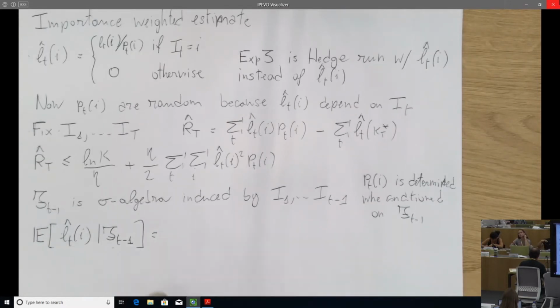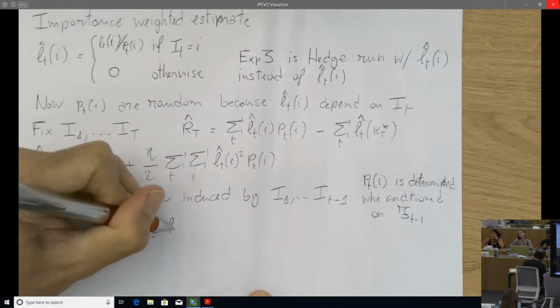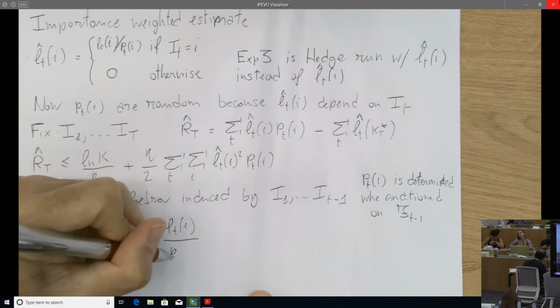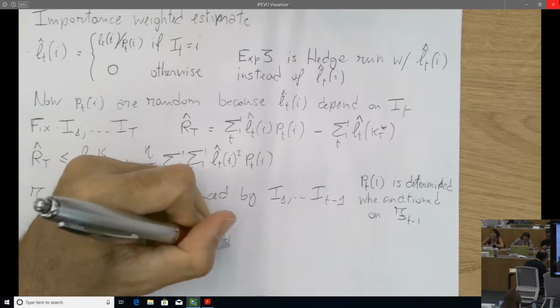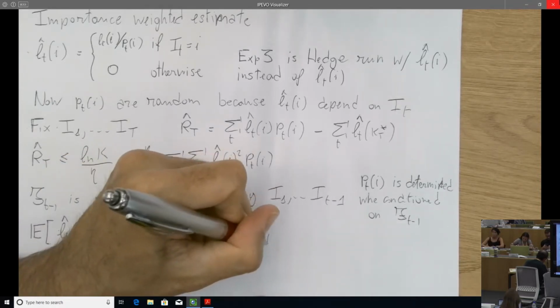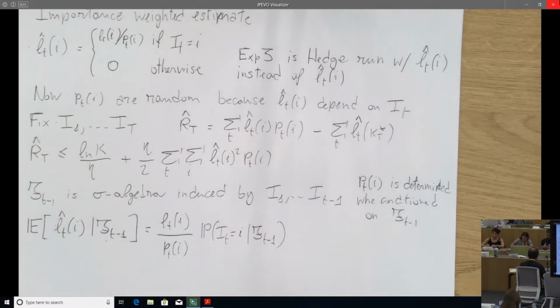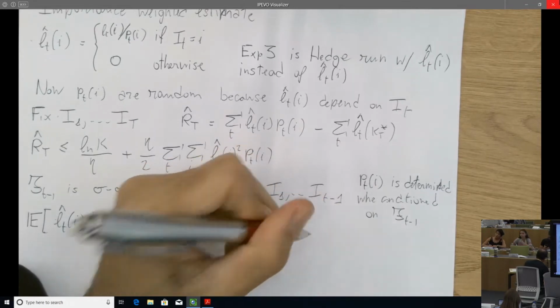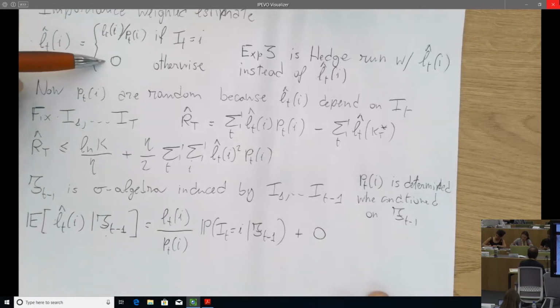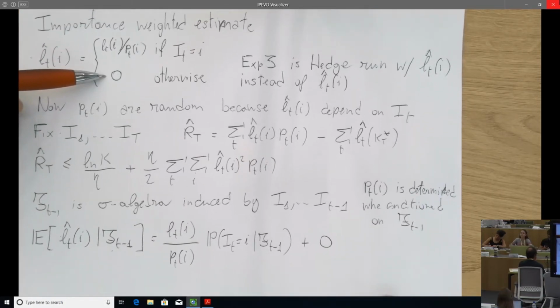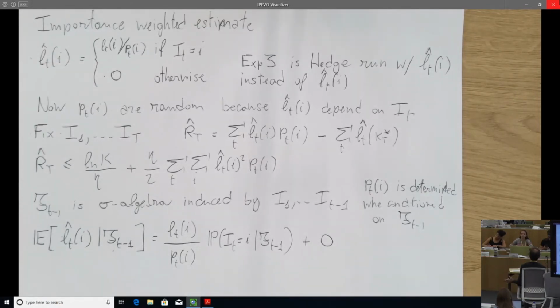So now let me do this. Okay. So this random variable has two values. It has value LTI divided by PTI with probability IT equals I conditioned on f t minus 1. So if I pick action I, then my estimate will have this value. That's all right. If I don't pick action I, my estimate will have a value 0. That's what's written here.